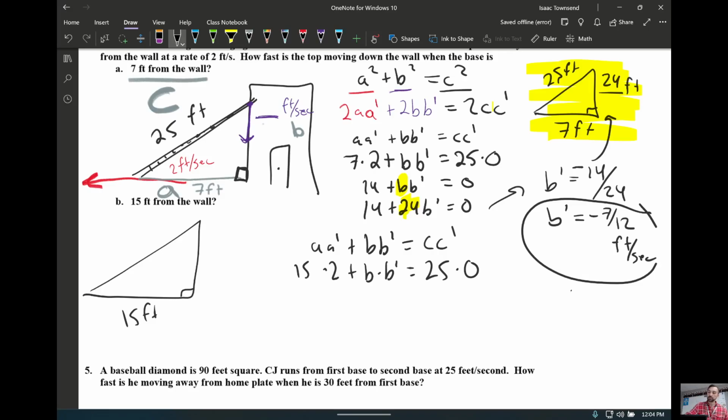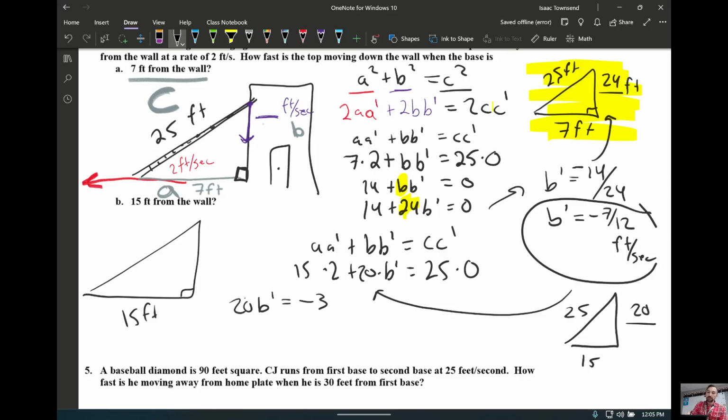Now, for this question, B is going to be different because now we're talking about a 15-something-25 triangle, and I think that's 20, but I'll double check. Yeah. So Pythagorean theorem to figure out this side is 20, and then you just finish solving. 20 B prime is equal to negative 30, so B prime is negative 3 over 2 feet per second.